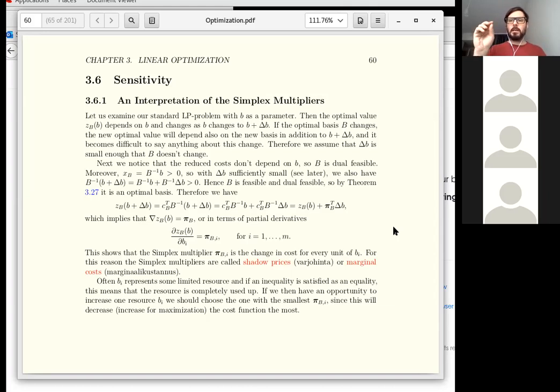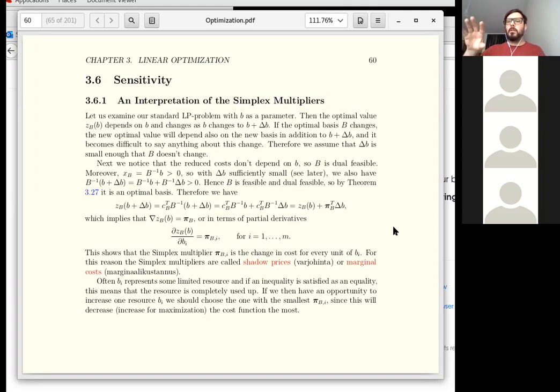And now let's say that you are able to change these constraints a little bit. Maybe tweak the process in such a way that some of these constraints are changed. What is the effect of this on your cost? Is it worth it to do this? You know, how does the cost change? So this is the sensitivity analysis.